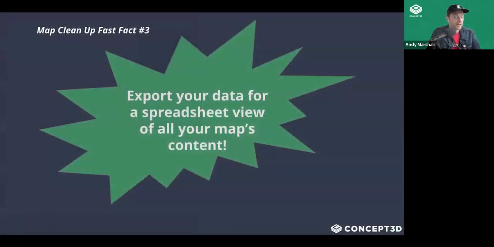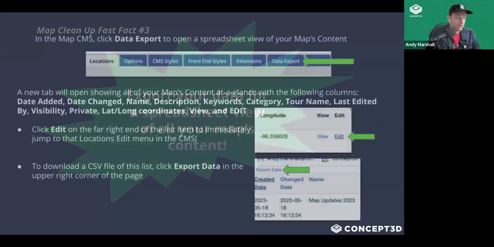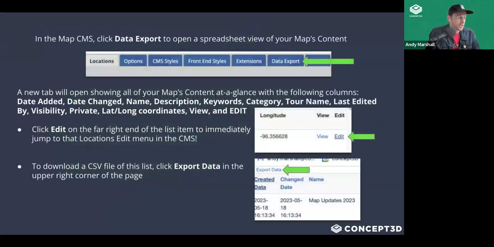Another map fast fact for you, number 3, is that you can export your data for a spreadsheet view of all your map's content. Now, we're aware some people work differently and want to see their map content at a glance in a list and not dig through the locations menu in the CMS all the time. On your CMS's homepage, if you click the Data Export tab, a new browser tab will open a spreadsheet view of all your map's content at a glance.